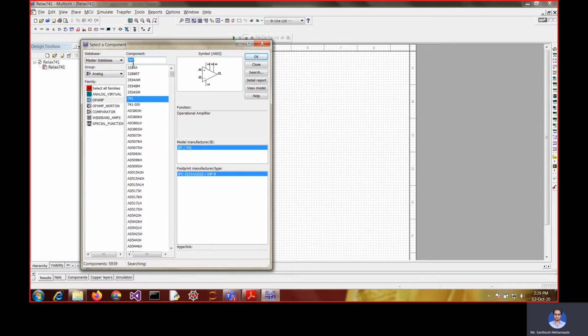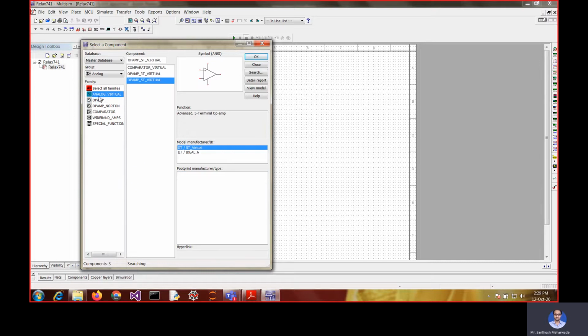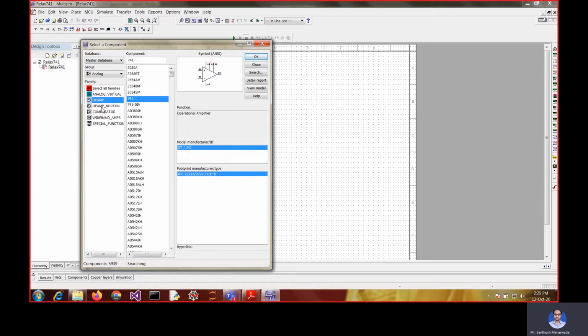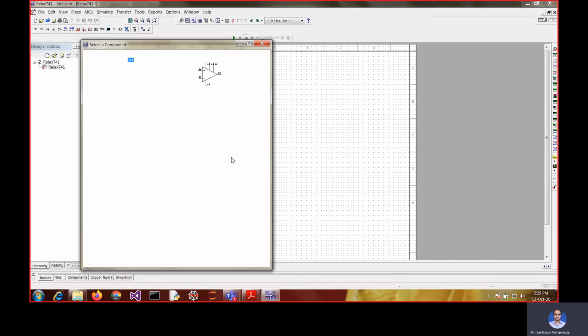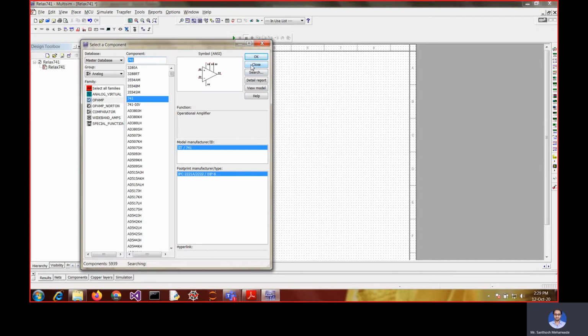Directly I have used 741, and it is showing me the 741. Let me click on that 741. I will select it and place this op-amp like this, and since I don't want any further op-amp, I am going to close this.